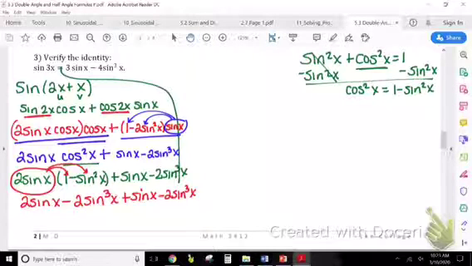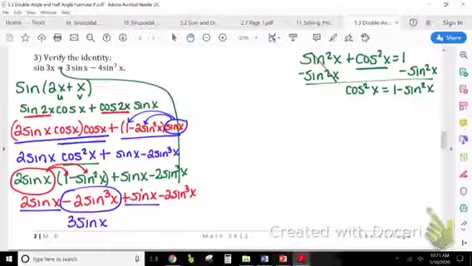Yeah, combine your like terms. So we got 2 sine of x plus sine of x. What is that? And we got negative 2 sine cubed minus 2 sine cubed, which is minus 4 sine cubed. And that's what we were after, isn't it?